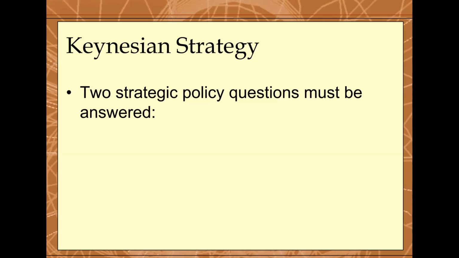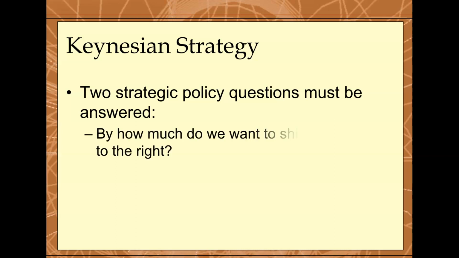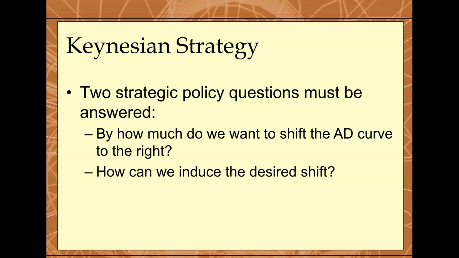So we have two strategic policy questions that we have to answer first. One, how much do we want to shift the AD curve to the right? And two, how do we do this? How do we induce the desired shift? Because we could shift it too little, or we could shift it too much.